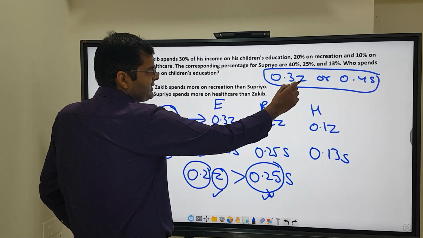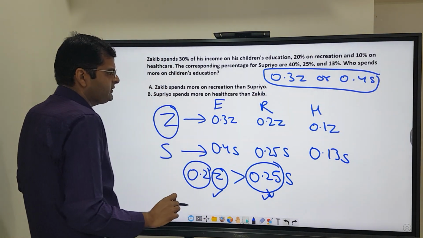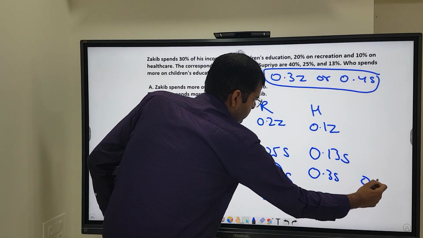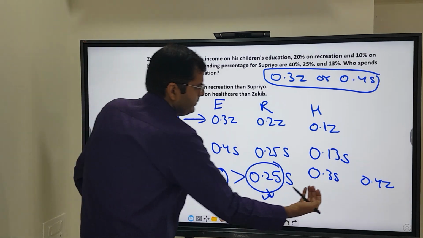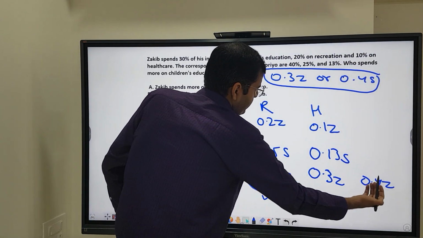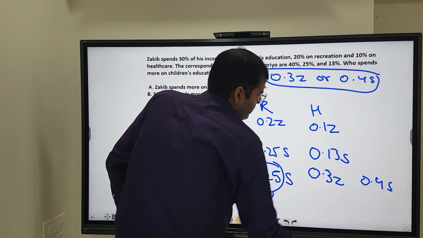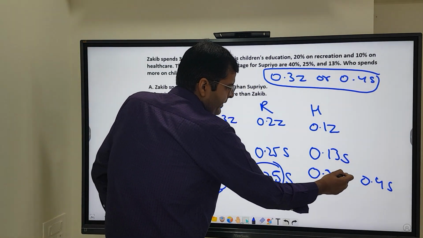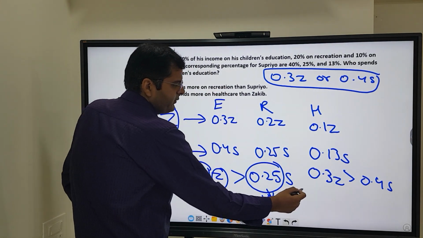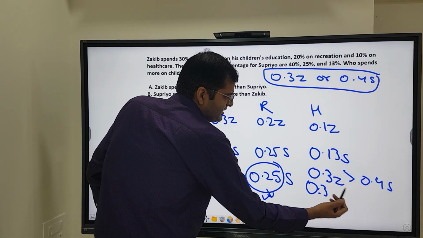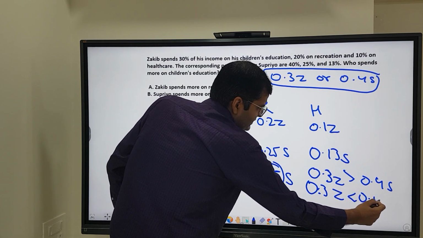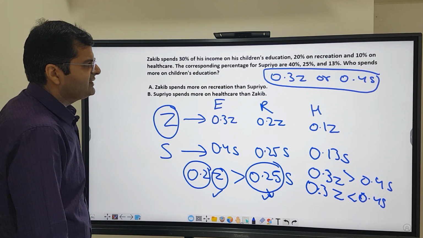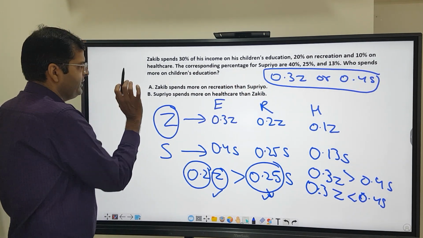So if Z is greater than S, can we say which of 0.3Z and 0.4S is greater? We just know Z is greater than S. There can be a scenario where Z is greater than S by enough to make 0.3Z greater than 0.4S. But there can also be a scenario where Z is just slightly greater than S, in which case the opposite might hold true. So we don't know for sure which of them is greater just by statement A.